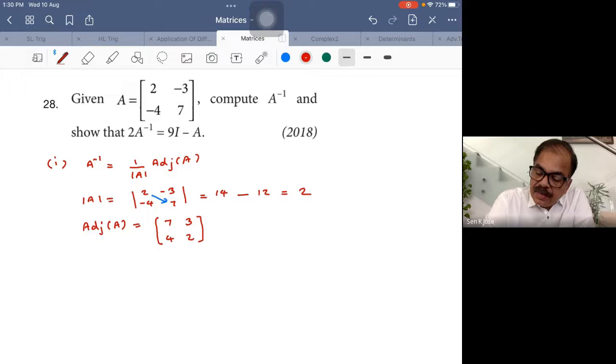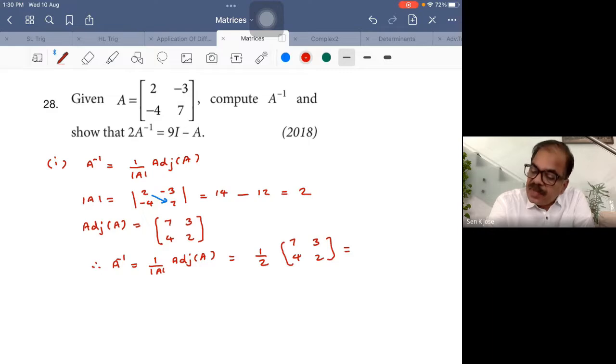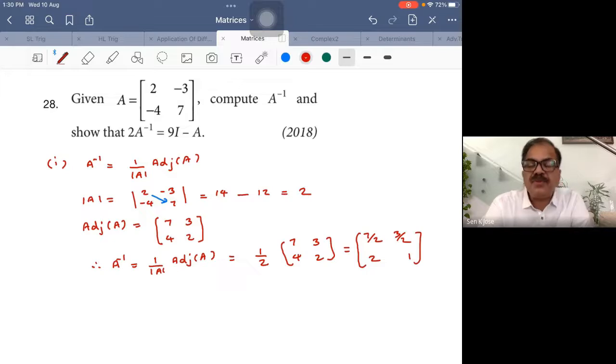So now I can write my A inverse. A inverse is equal to 1 by determinant A into adjoint of A. So 1 by determinant A, which is 2, 1 by 2, into adjoint of A is 7, 3, 4, and 2. You can take half inside if you wish. So that's going to be 7 by 2, 3 by 2, 2, and 1. You could also write it in decimal form, 3.5, 1.5, 2, and 1. Okay, so that's my A inverse. So I answered the first part of the question.